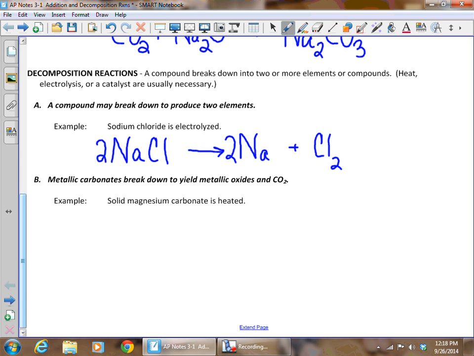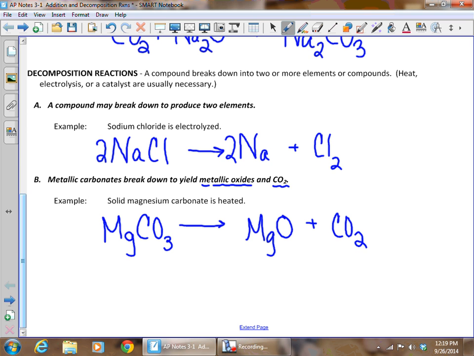It gives you the rule up above it that if you have a metal carbonate, in this case magnesium carbonate, and you break it down, it's going to yield a metallic oxide and CO2. Carbonates, when they're heated, pretty much you're always going to get CO2 out of it. So we get Mg with O, and since magnesium is +2 and oxygen's -2, that's the formula. And then CO2 is also produced. So that's the equation, and it balances already for this particular decomposition reaction.